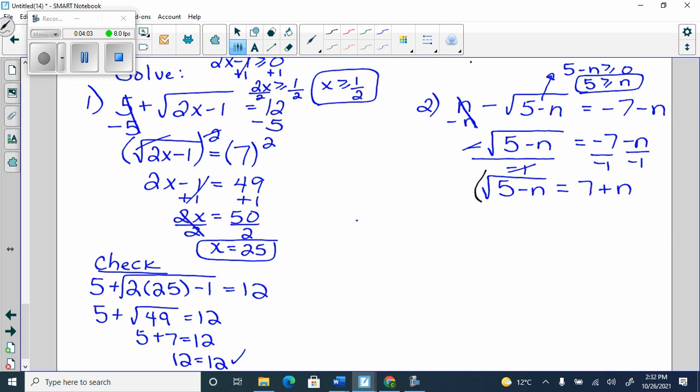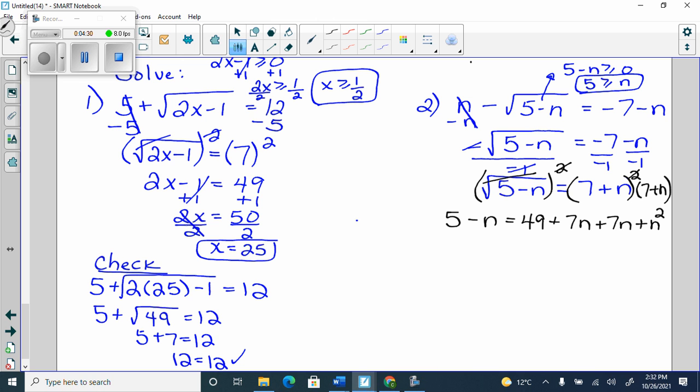So I'm going to square this side, and the square root cancels. I'm going to square this side, and when I square, what do I do? Write it out. Cross out the square root and rewrite it, so you don't forget to FOIL. So we're going to get 5 minus n equals 7 times 7, which is 49, plus 7 times n, which is 7n, plus n times 7, which is 7n, plus n times n, which is n squared.